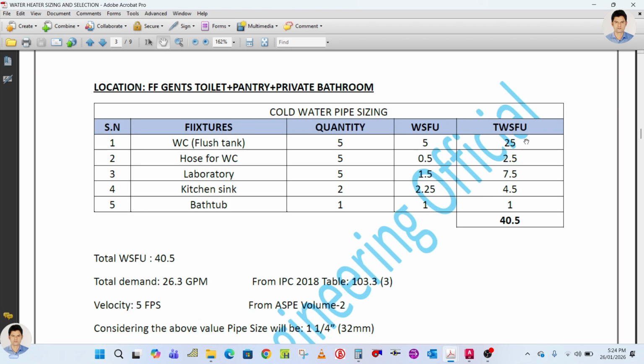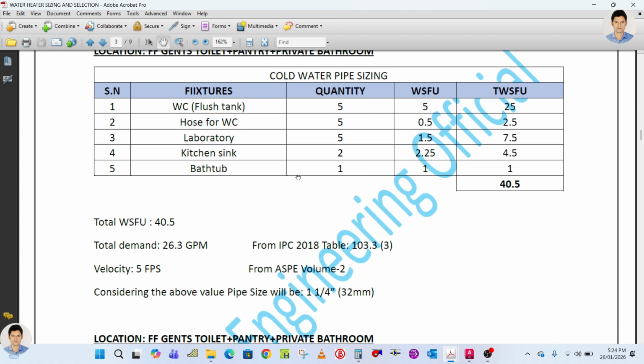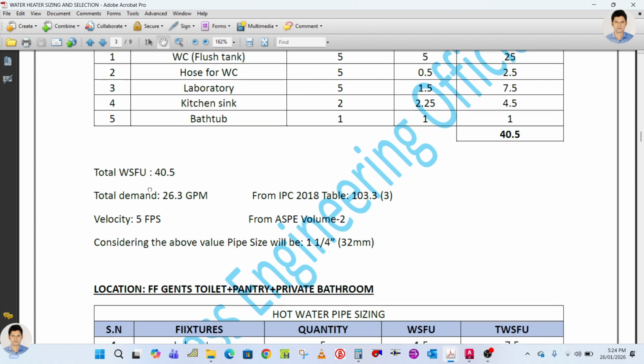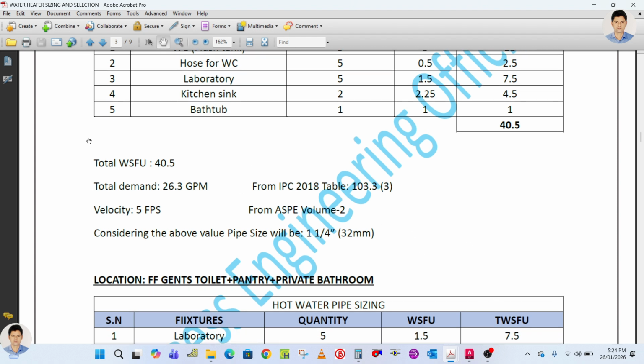So if you multiply the water supply fixture unit with the quantity, you will get the TWSFU: 5 into 5 is 25, 5 into 0.5 is 2.5, 5 into 1.5 is 7.5, 2 into 2.25 is 4.5, 1 into 1 is equal to 1. If you add all these values, you will get 40.5. So the total water supply fixture unit is 40.5. Considering this value, the total demand is 26.3.